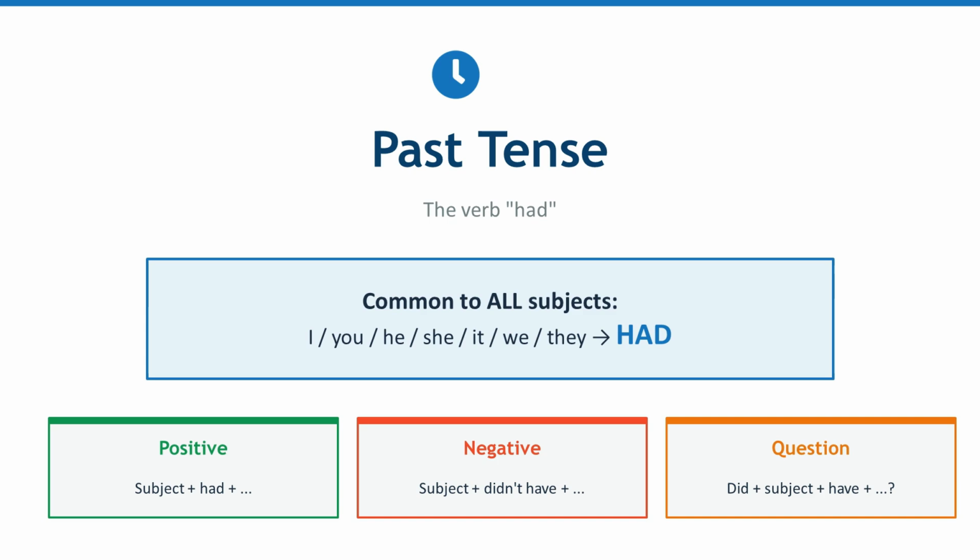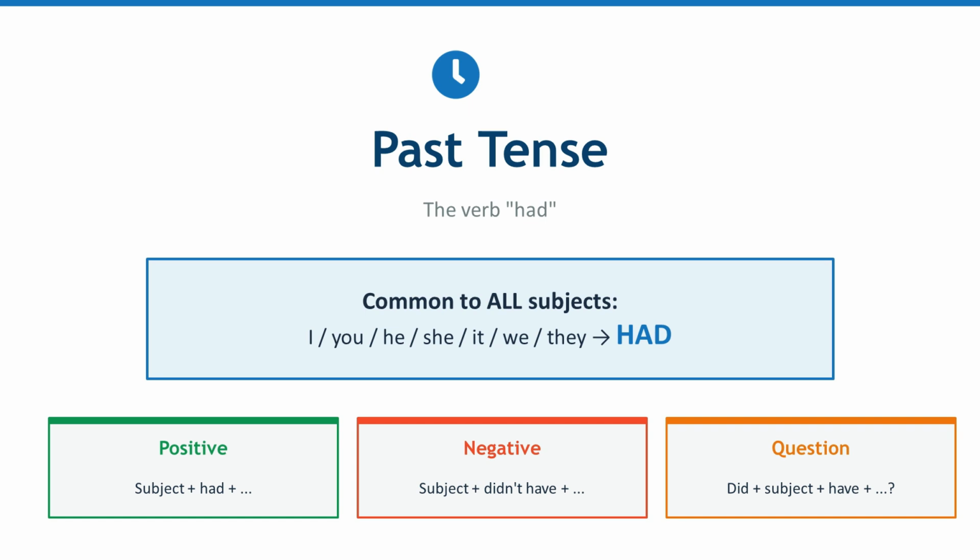For positive sentences, the structure is simple. Subject plus had plus the rest of the sentence. For example, I had a computer. For negative sentences, we use didn't have. The structure is subject plus didn't have plus the rest. For example, I didn't have a computer.